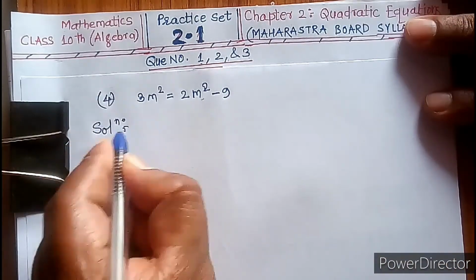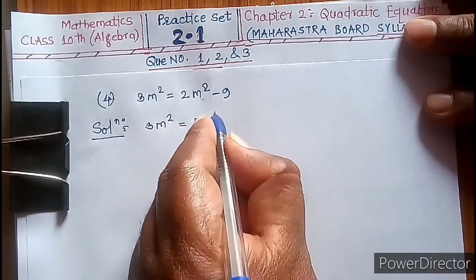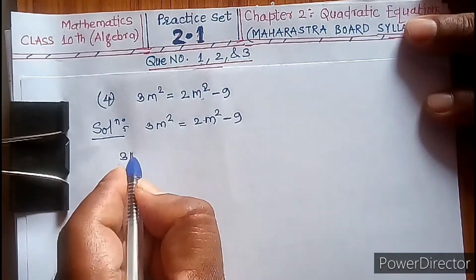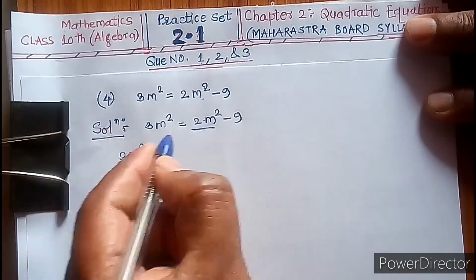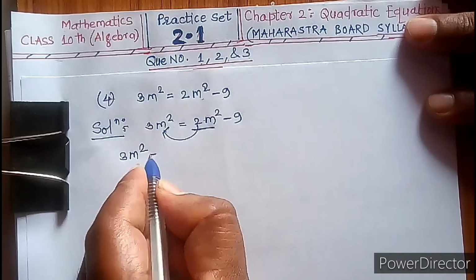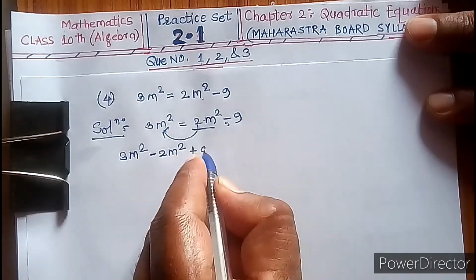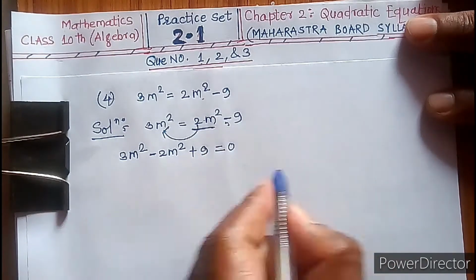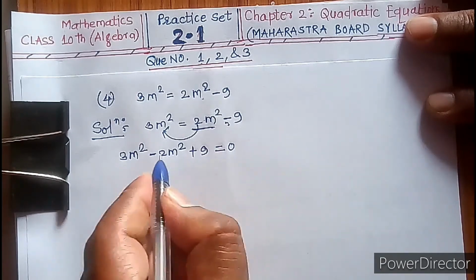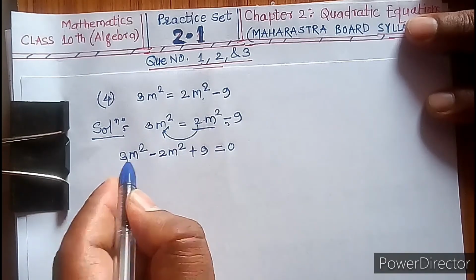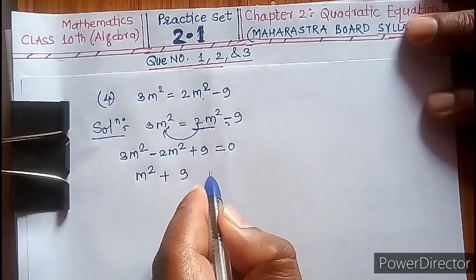In the solution part, write down the question as it is, that is 3m square equals 2m square minus 9. 3m square as it is, now this 2m square and minus 9 will be shifted to the left hand side and will become minus of 2m square. Now this minus of 9 will become plus of 9 and here only 0 remains. Now this is 3m square minus 2m square plus 9 equals 0. Now here 3m square minus 2m square, that is only a single m square remains, plus 9 equals 0.